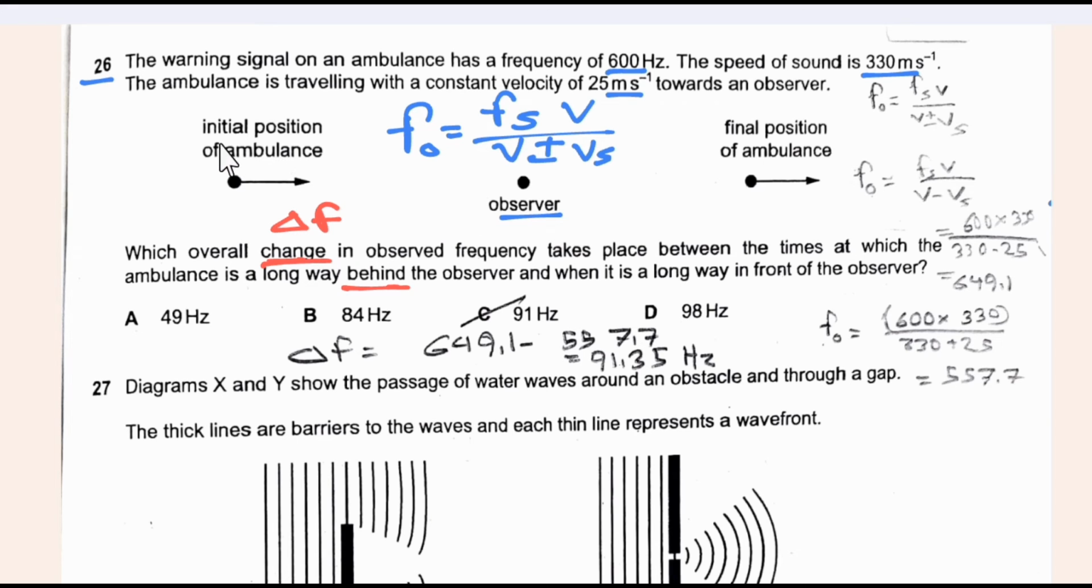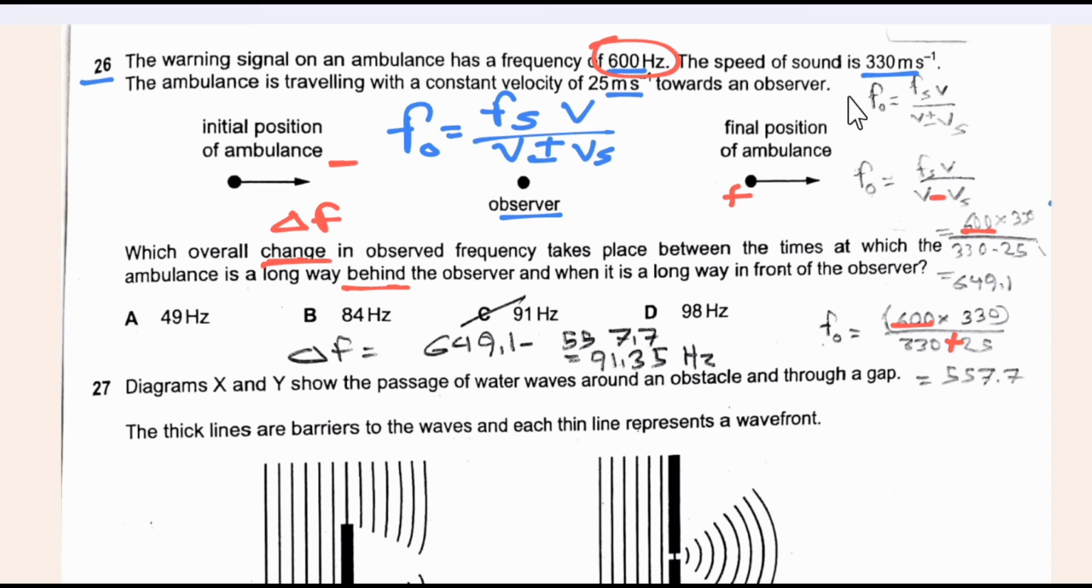First of all, since the ambulance is moving towards the observer, towards means minus, so it would be v minus vs. Then as it moves away, it would be plus, so v plus vs. Then after substituting the values, we know the frequency is 600.